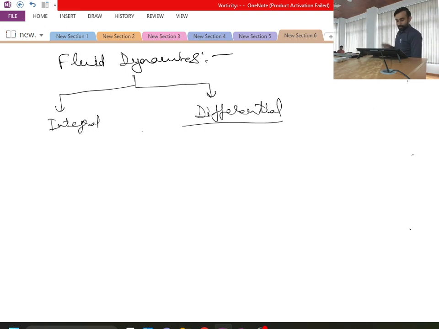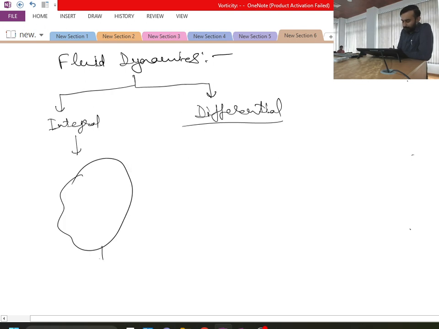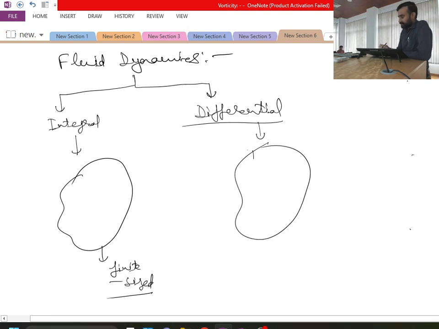Okay, so the major difference between the two approaches is that when we refer to the integral approach, we consider a fluid element of finite size. And when we consider the differential approach, say this is my finite sized element, inside this finite sized element I will be referring to a very small, infinitesimally small fluid element.